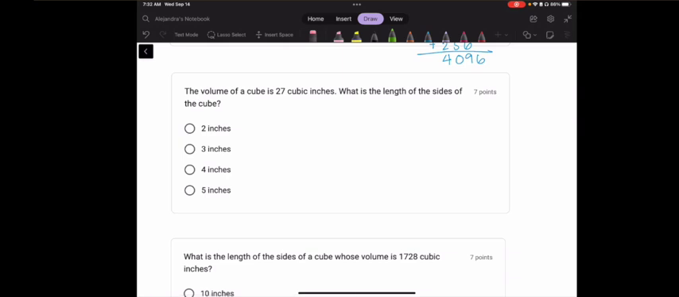The volume of a cube is 27 cubic inches. What is the length of the sides of a cube? So first of all, I don't want you to freak out when you read cubic inches. That just means it's inches to the third power. Okay, in volume we measure in cubic units, cubic inches, cubic centimeters.